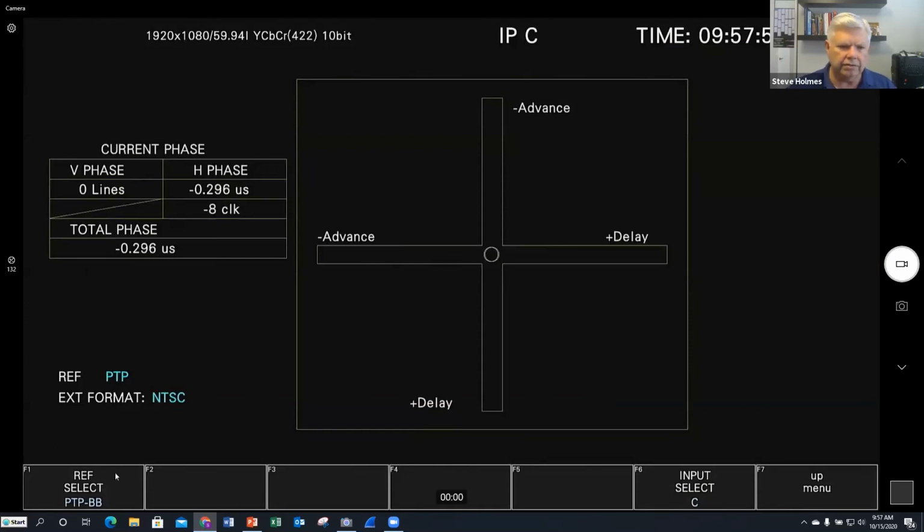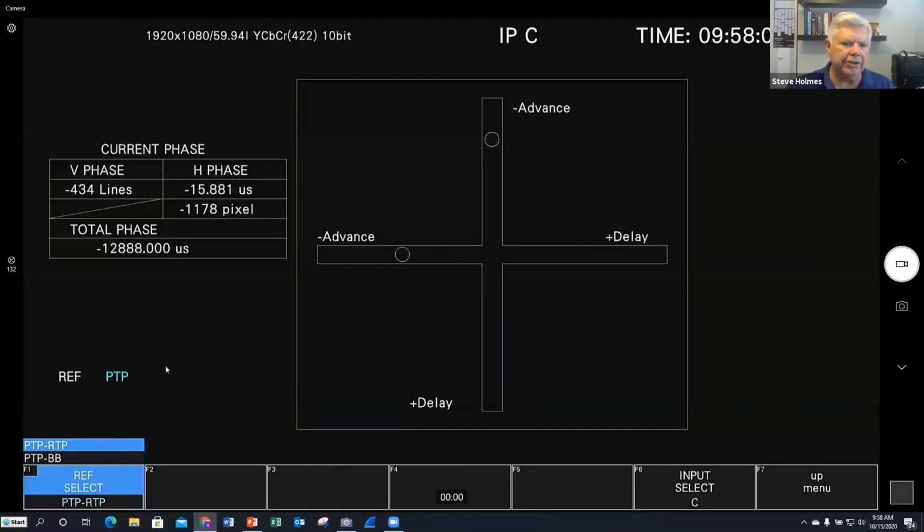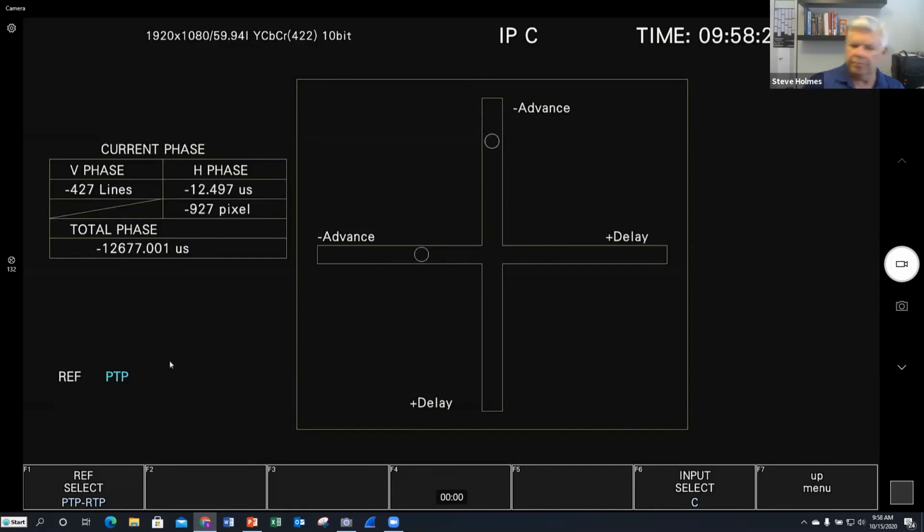On the Leader LV5600, my PTP is still perfectly locked to Blackburst, but if I look at my RTP time, which is now looking at the timestamps in the video, you can see the video is just flying all over the place, showing you that same unlocked piece here.